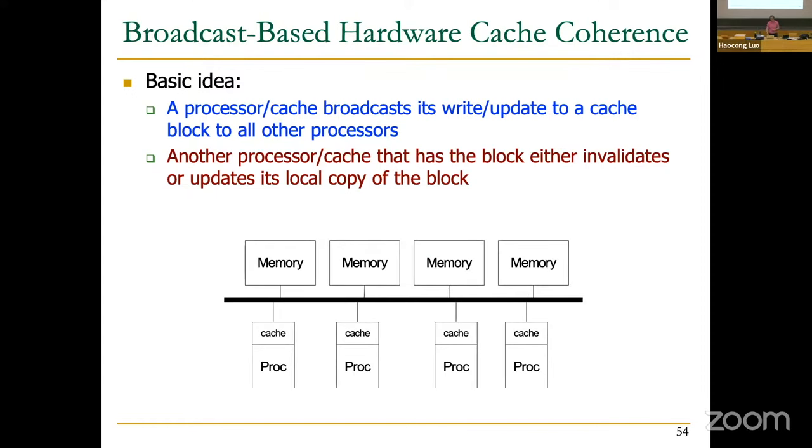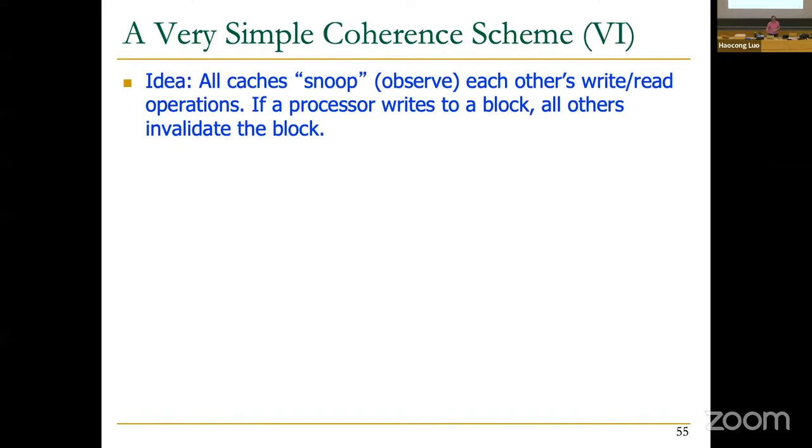And this works nicely if the processors are connected through a medium, or caches are connected through a medium where broadcasts are immediately visible to all of the other caches, which is essentially a wire, right? Which is a bus in this case, okay? That limits the scalability of these protocols in general. So let me give you a very simple cache coherence scheme. I'm not going to go into the detail, but because it implements whatever I said, basically.